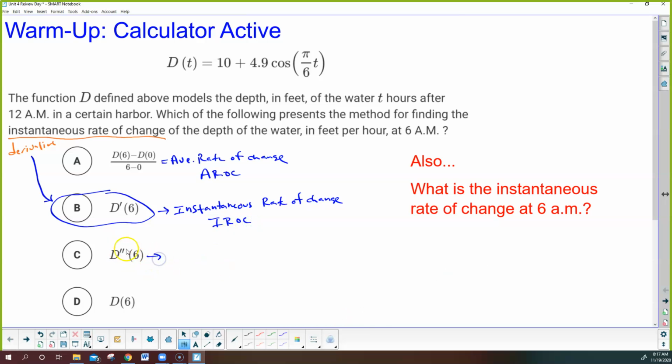But what does D double prime actually mean? Well, this is the rate of change of rate of change. It's like the double rate. It's the second derivative. So it's the slope of the slope, or the rate of change. And I know it's really weird to say that. That's why we don't really call it that too often.